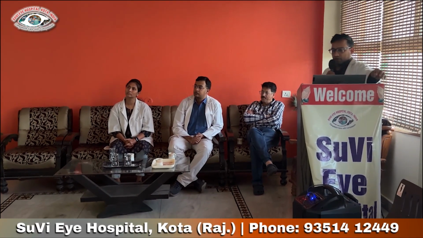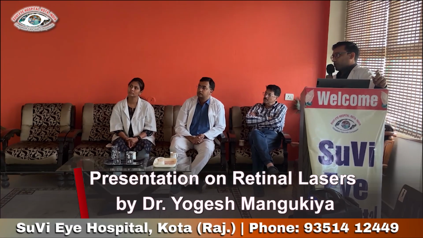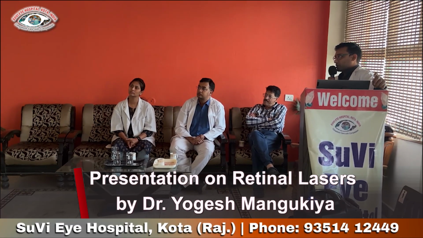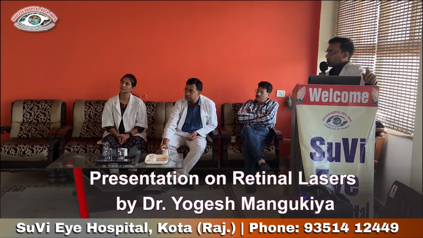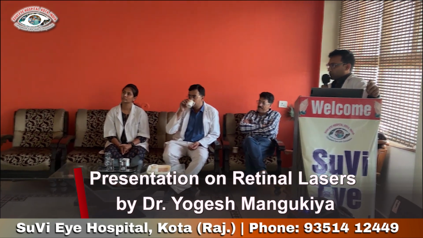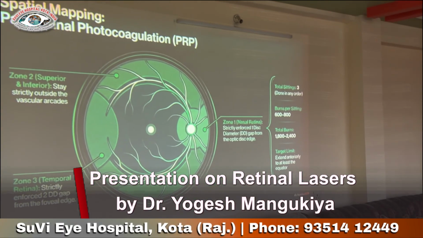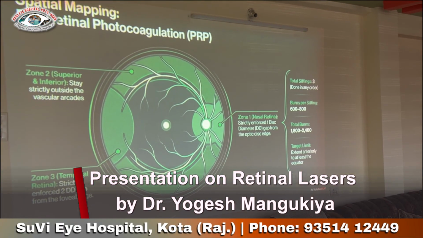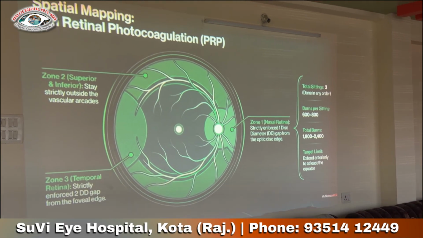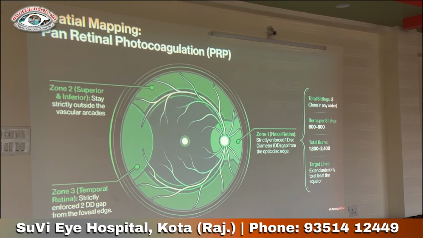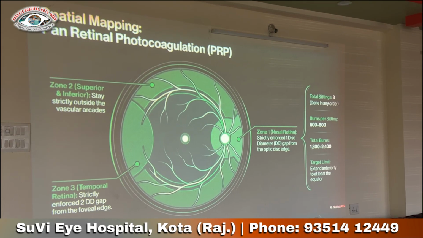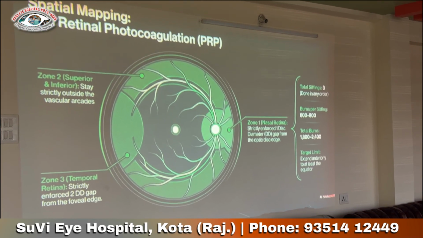Usually we do 3 sittings or 2 sittings. If we are doing it in 3 sittings, we usually do 600 to 800 microns per spot per sitting, and in total we do 800 to 2400 burns. The main thing is to cover around the arcades, at minimum up to the equator. You can do the periphery, and you should aim for minimum effect.